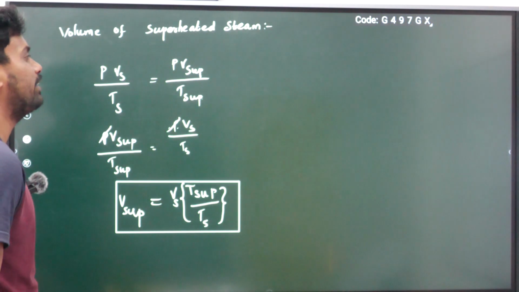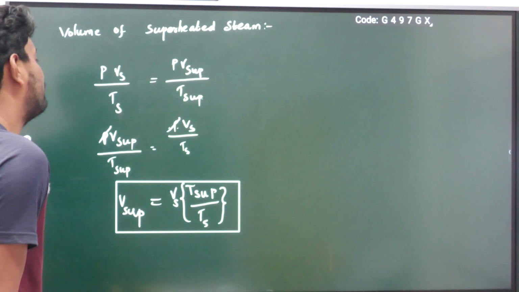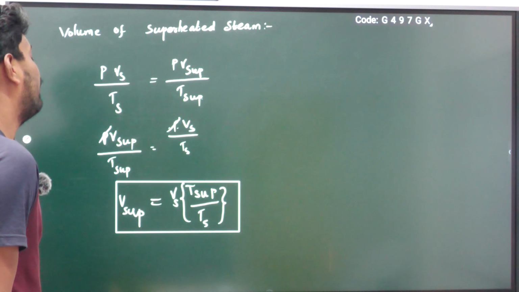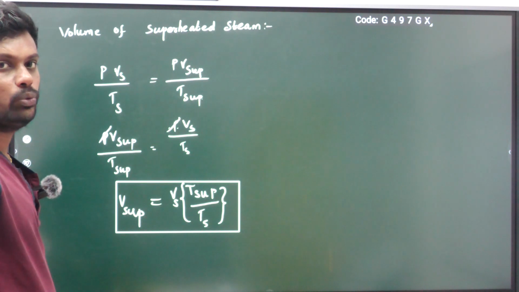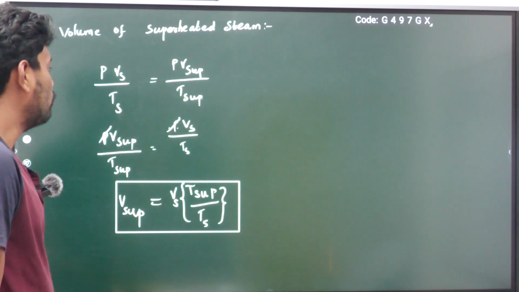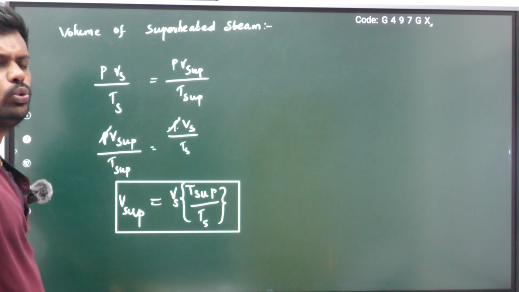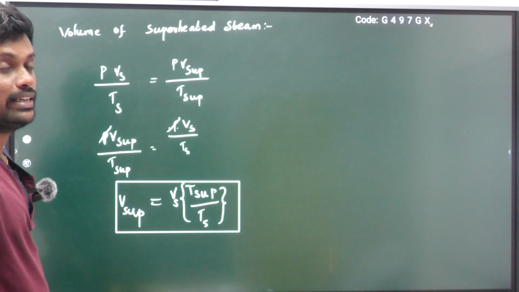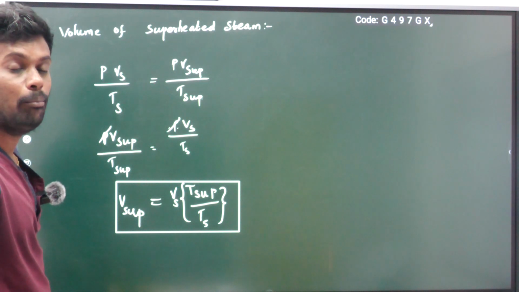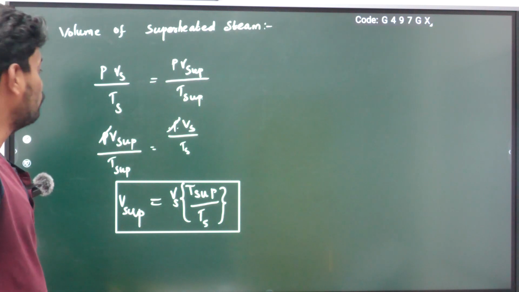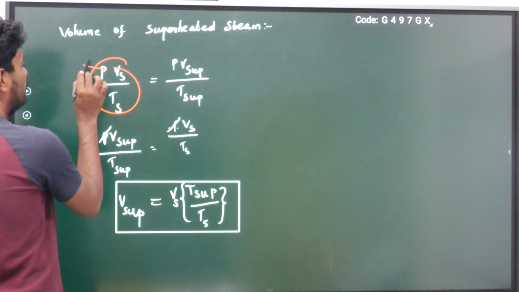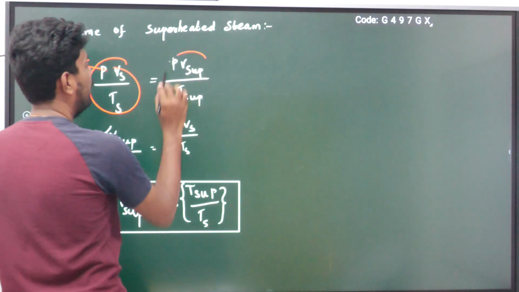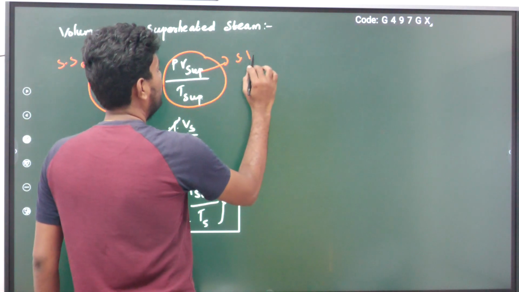And volume of superheated steam. So the volume of superheated steam, you can take from the pressure, volume, temperature relation. P1 V1 by T1 equals P2 V2 by T2 relation is there. So there are two terms: one is saturated steam, that is dry steam, and the other is superheated steam. In the left side I have mentioned the saturated steam and the right side is indicating superheated steam.